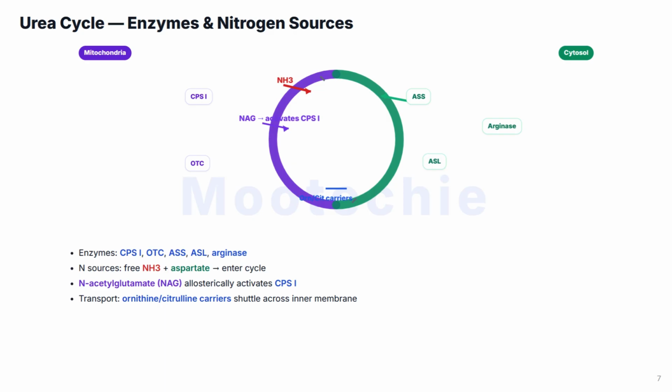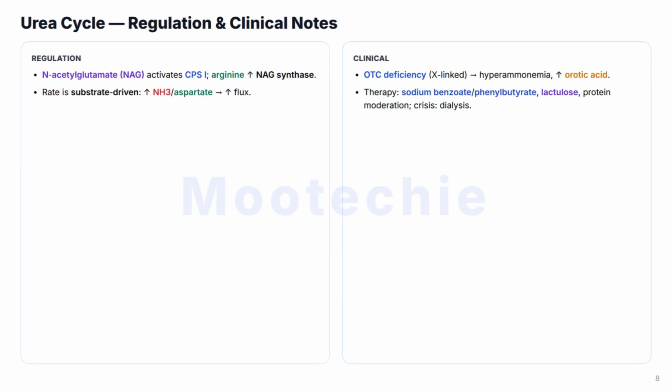The nitrogen sources that feed the cycle are free ammonia and the amino acid aspartate. N-acetyl-glutamate or NAG is a critical allosteric activator of the first enzyme, CPS1. Transport across the inner mitochondrial membrane is facilitated by specific carriers for ornithine and citrulline. Understanding how this cycle is controlled is crucial, so let's discuss urea cycle regulation and clinical notes.